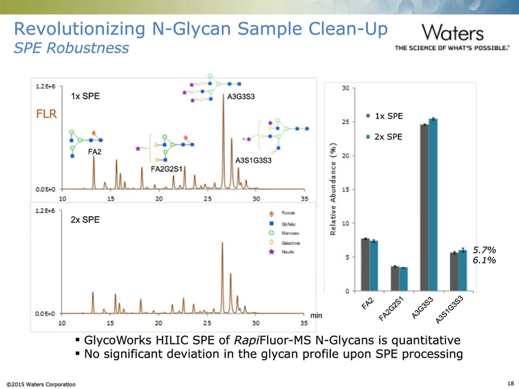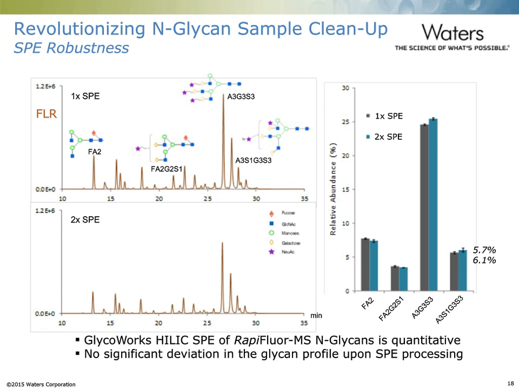To demonstrate that, we want to make sure that the SPE step did not speciate our sample, so we took our sample and treated it with SPE once and then a second time, and we compared our recoveries, and we can see based on the bar graph on the right that the recoveries are uniform for our different glycans going across our retention range for our HILIC separation.